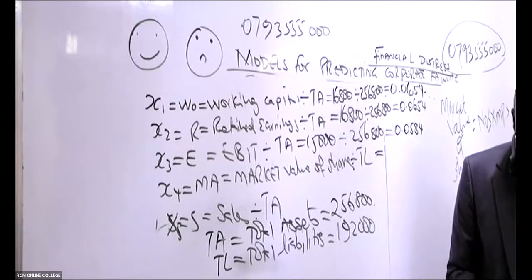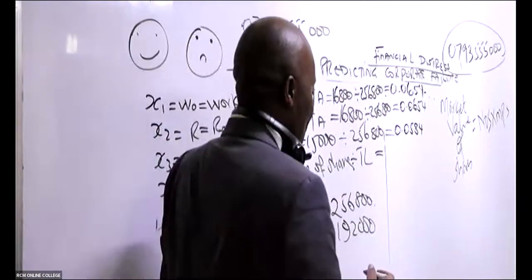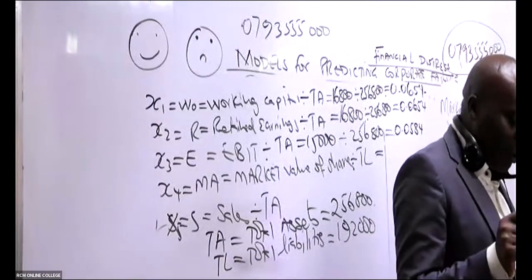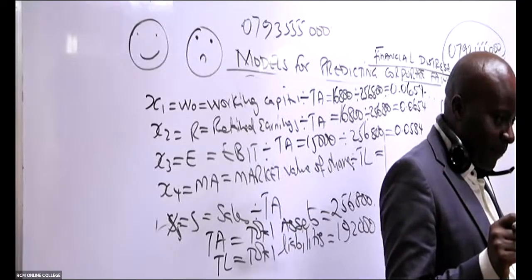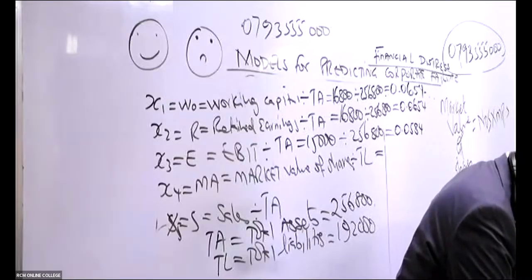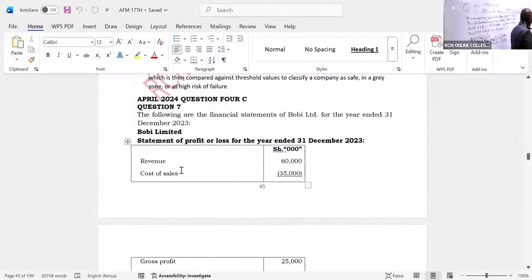NOS stands for number of shares. So in the question, have they given me the NOS? If you go to the balance sheet, you'll be able to see shares. How many shares do we have there? 500,000 shares. Great. So there are 500,000 shares, isn't it? So market value of shares will be 500,000.